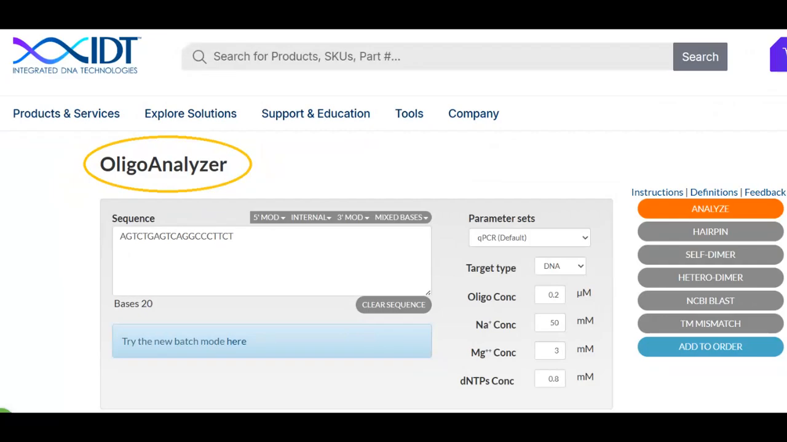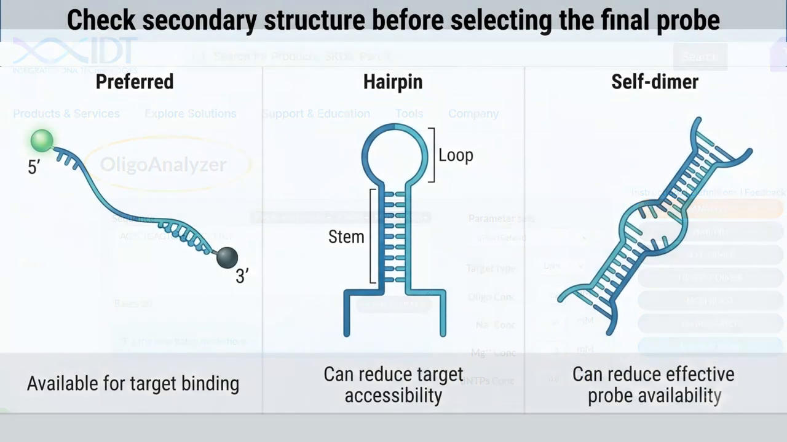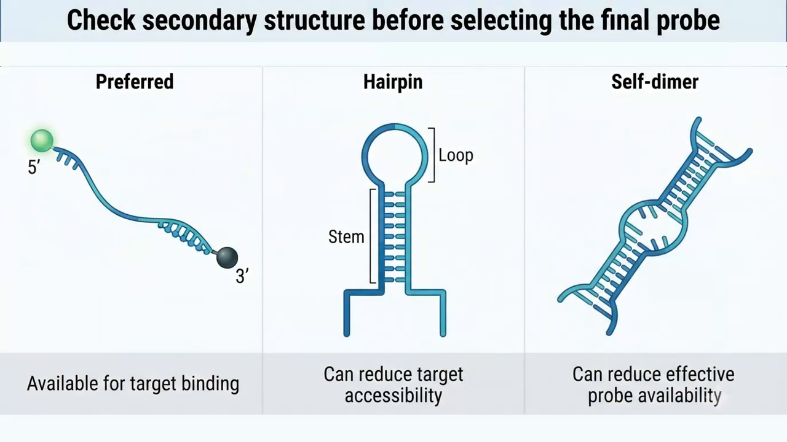Another common question is, should probes be analyzed with OligoAnalyzer, just like primers? Absolutely. Although probes are not extended by DNA polymerase, they still need to hybridize efficiently to their target. Hairpins, self-dimers, and other stable secondary structures reduce the number of probe molecules available for target binding. The result can be lower fluorescence, greater CT variability, and reduced assay sensitivity.